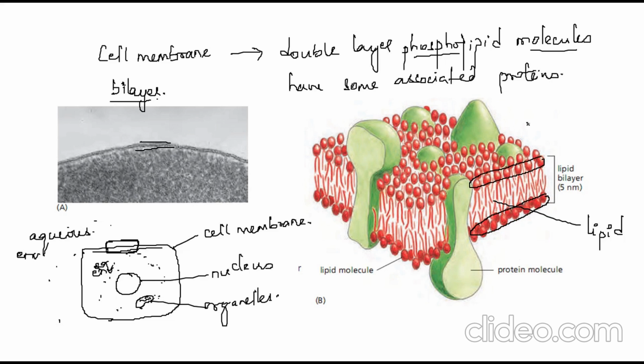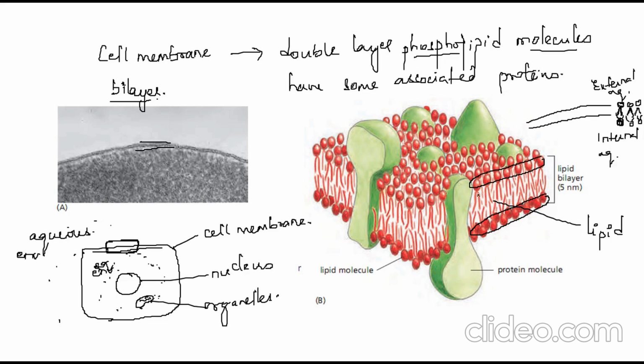If we see the structure of a cell membrane, how is it arranged? This is the arrangement. One head is exposed to the external aqueous environment and another head is exposed to the internal aqueous environment, and the central core is formed by fatty acids.